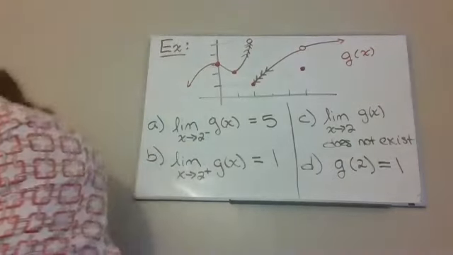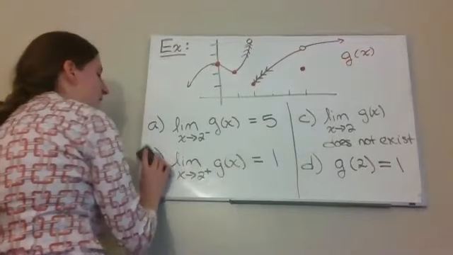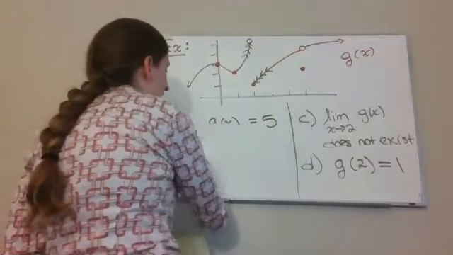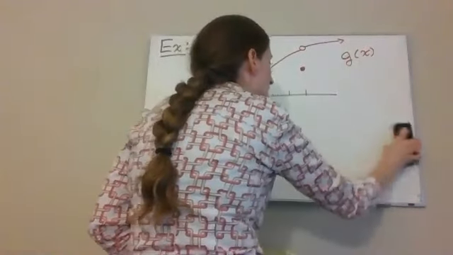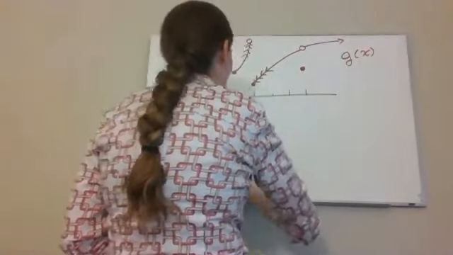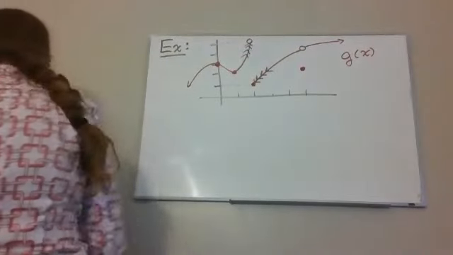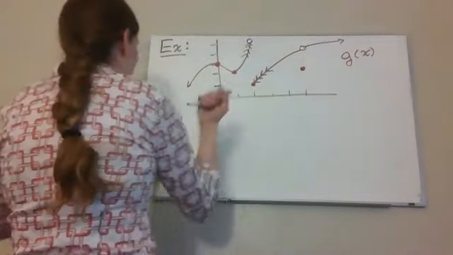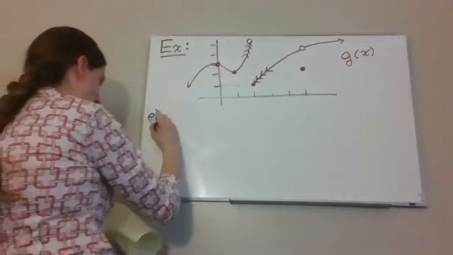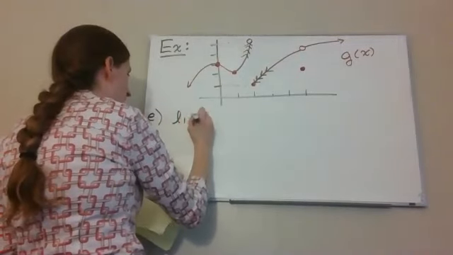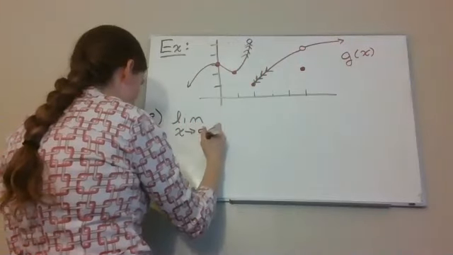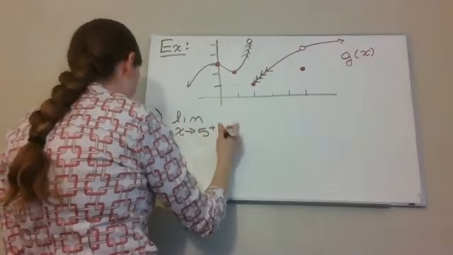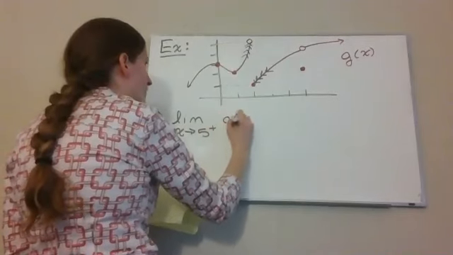All right, we still have more to do on this example. We've talked all about what happens near 2 and at 2. Now we're going to do the same thing for 5. So part E, what is the limit as x approaches 5 from the right side of my function?